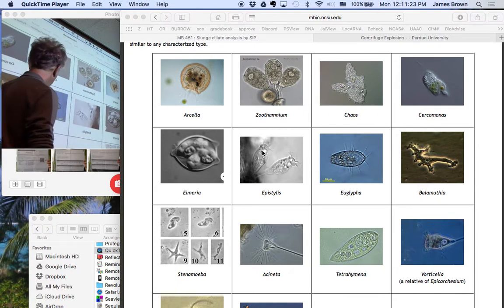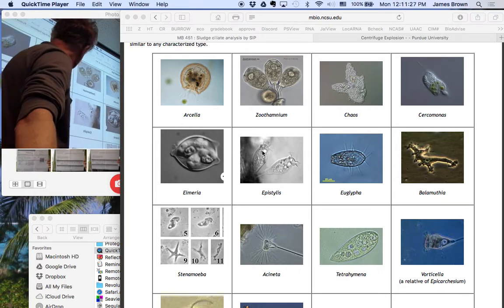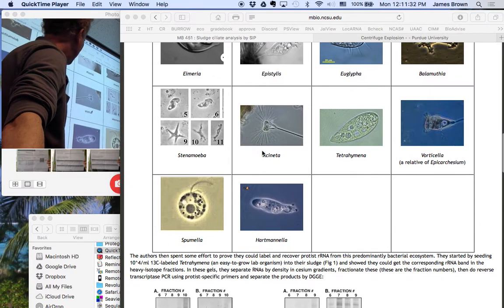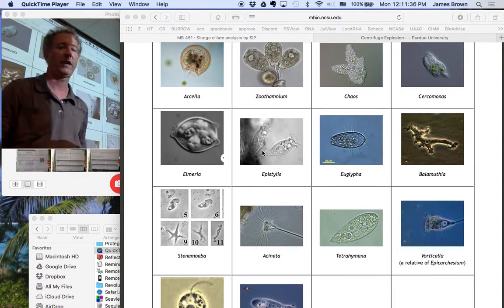Here's another amoeba. Tetrahymena, again, it's basically a paramecium. Bordicella, that's a pretty creature. And so forth. So these are all the protists that they know are in these samples.